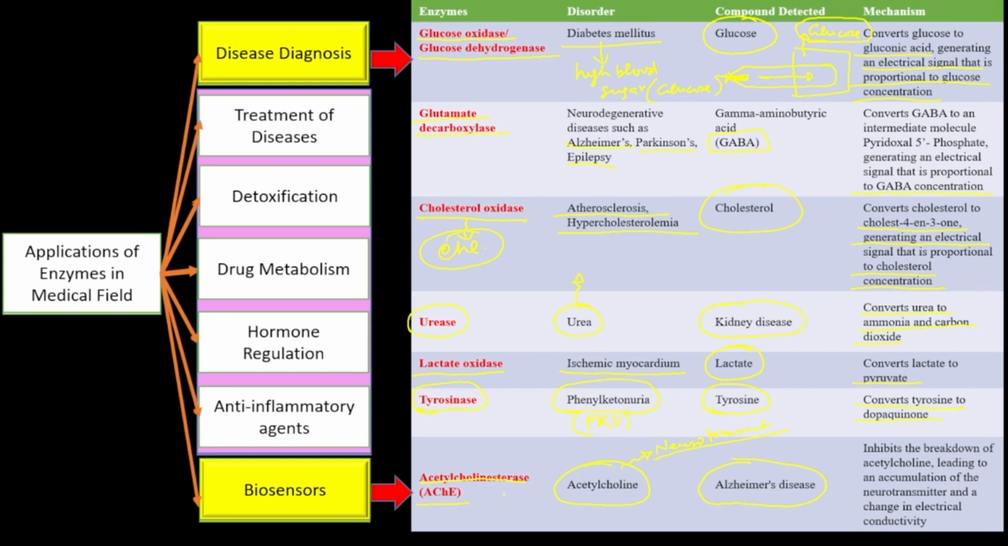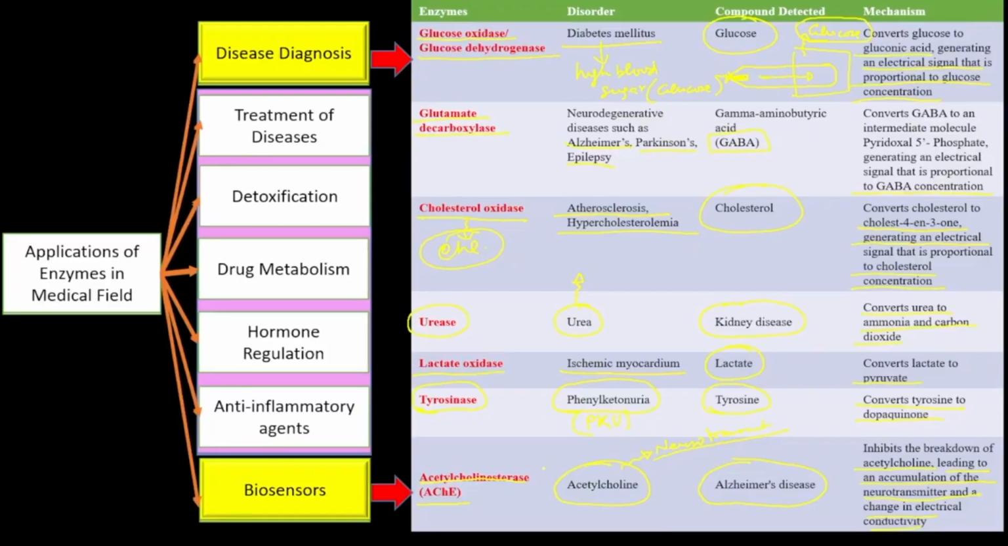And how it works is that acetylcholinesterase inhibits the breakdown of the acetylcholine, leading to the accumulation of the neurotransmitter and a change in electrical conductivity. And as a result, you can measure the level of acetylcholine.